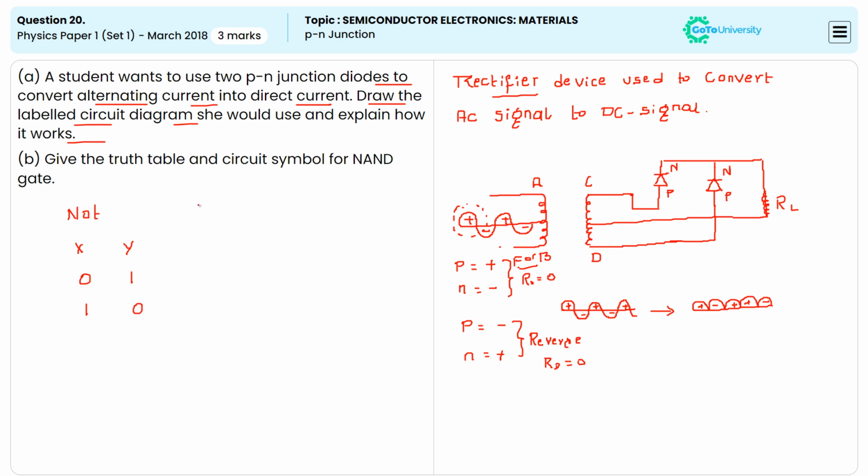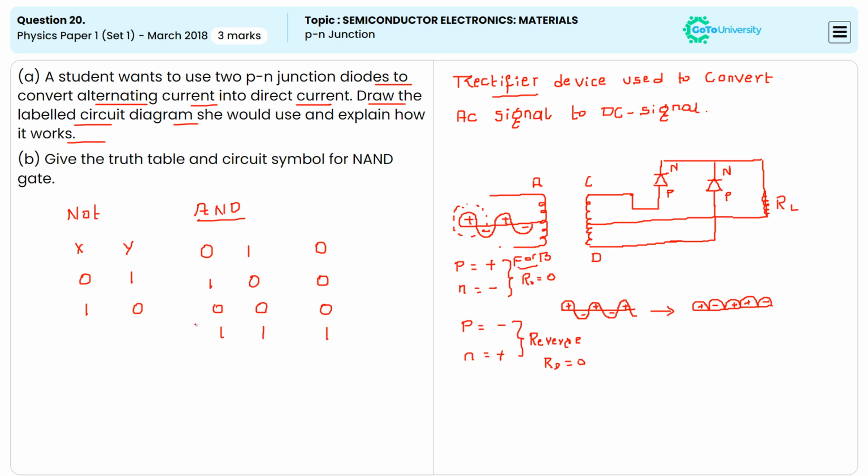And in the AND case, the inputs are 0 and 1, 1 and 0, 0 and 0, 1 and 1. If 0 and 1, the output is 0. If 1 and 0, the output is 0. 0 and 0, the output is 0. 1 and 1, then only the output is 1.